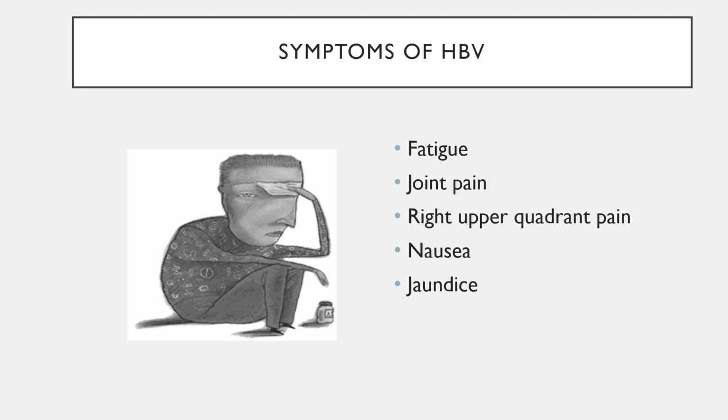Hepatitis B is about 100 times more infectious than HIV, and it can cause a broad spectrum of liver disease and a gradual onset of fatigue, joint pain, right upper quadrant pain, nausea, and jaundice. The symptoms are more severe than those of hepatitis A, and recovery is slow, and it may develop into chronic hepatitis.